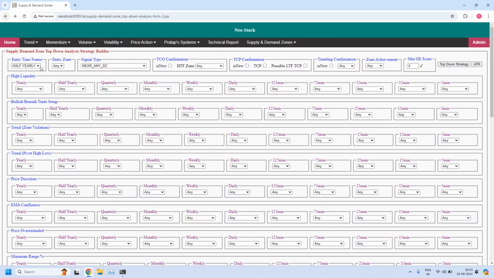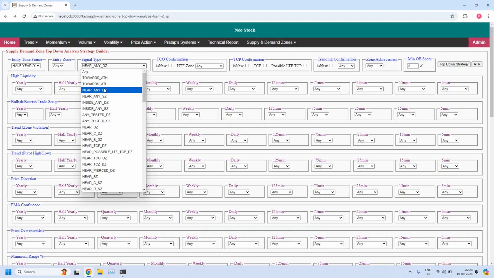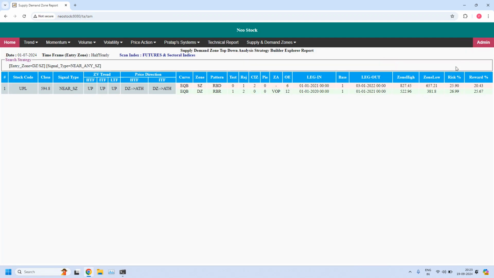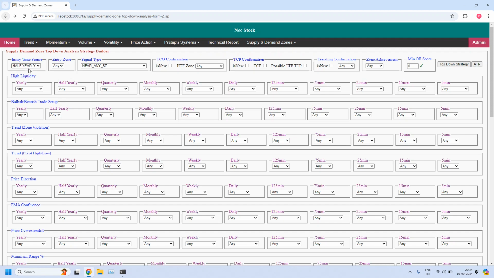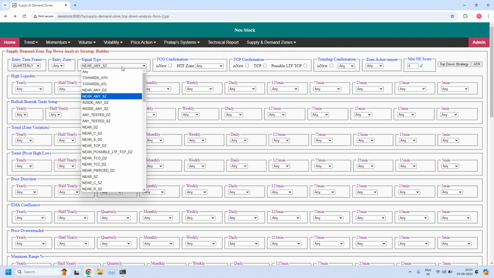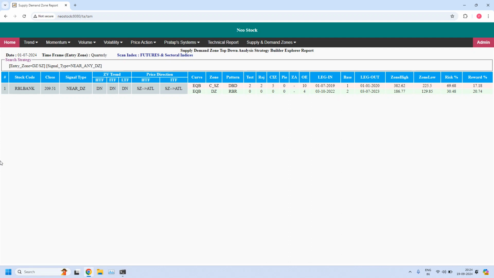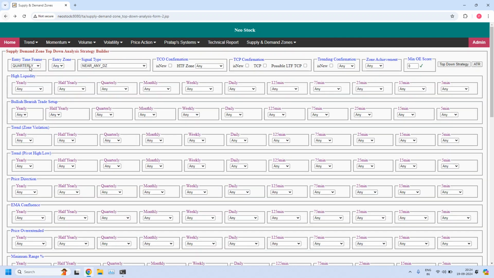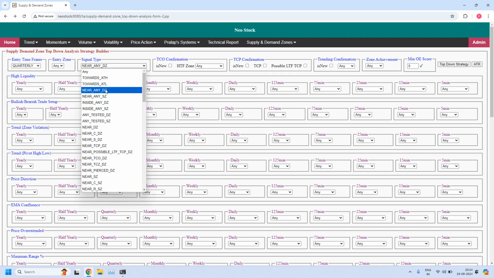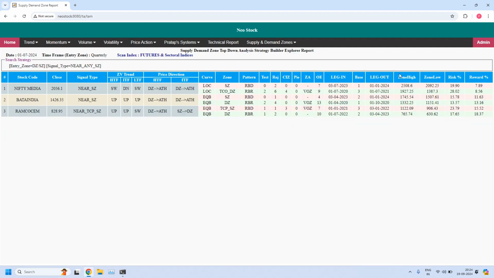Next, for half yearly time frame, let us find the stocks near half yearly supply zone. One stock is filtered. Next time frame is quarterly. Let us find the stocks near quarterly demand zone. One stock is filtered. Next, for quarterly time frame, let us find the stocks near quarterly supply zone. 3 stocks are filtered.